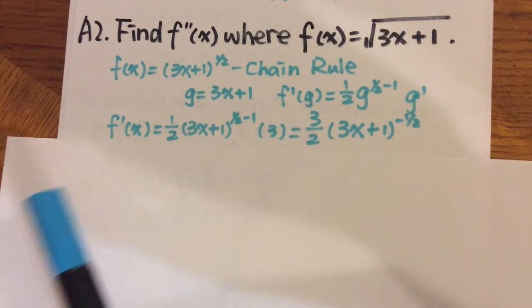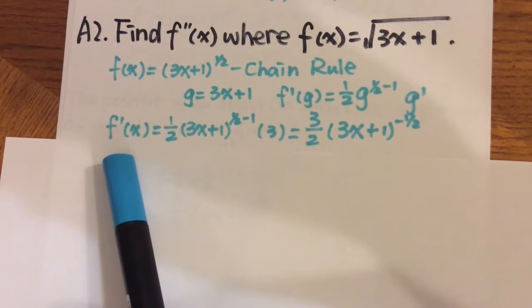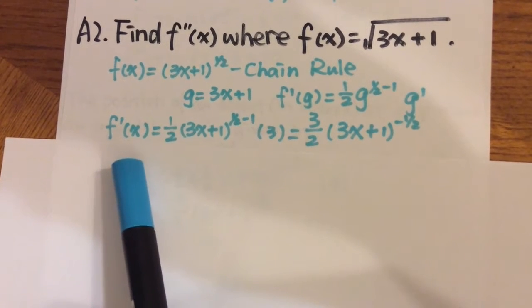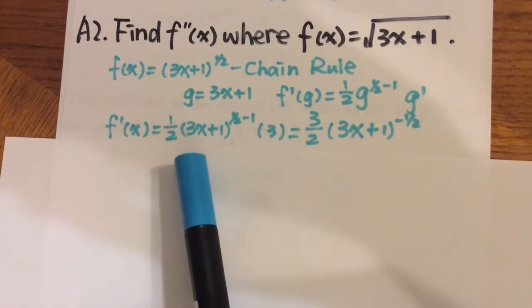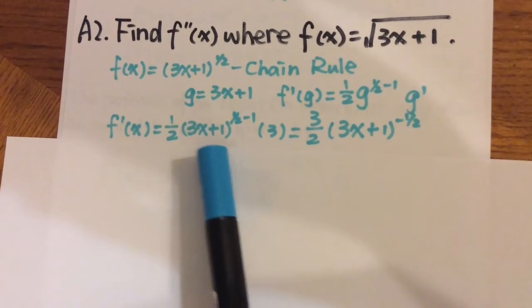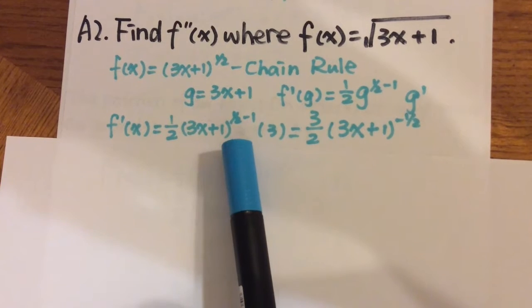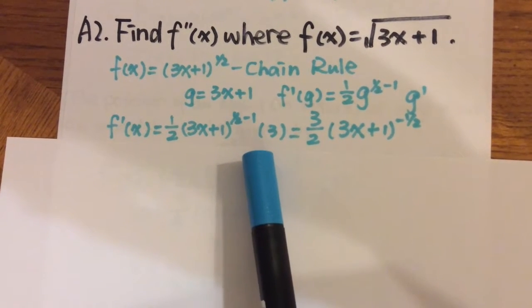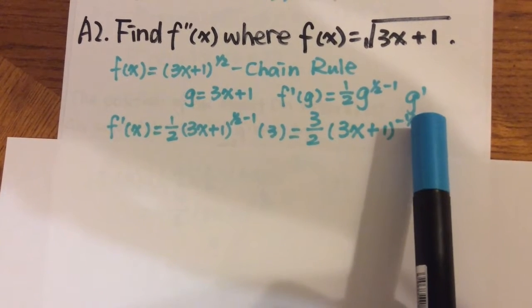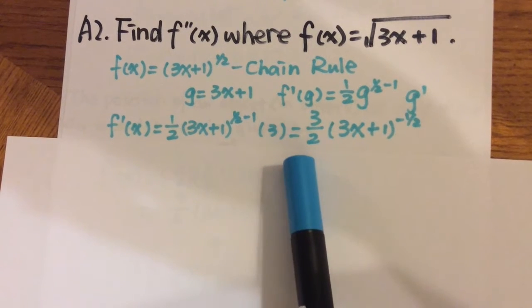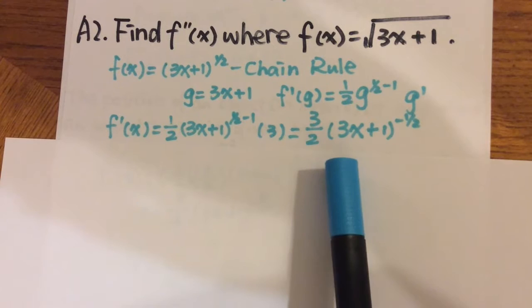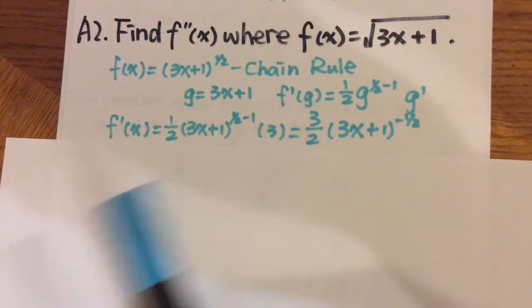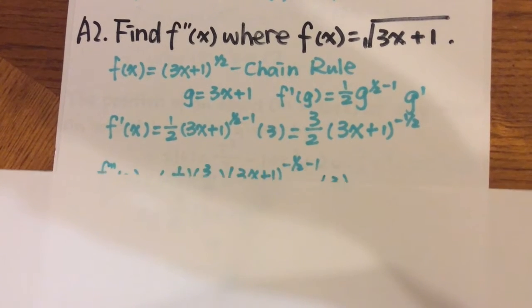So next, we will find f prime of x, which equals 1 over 2 times 3x plus 1, where 3x plus 1 is g, to the power of 1 half minus 1, and also g prime is 3. It is finally equal to 3 over 2 times 3x plus 1 to the power of minus 1 over 2.